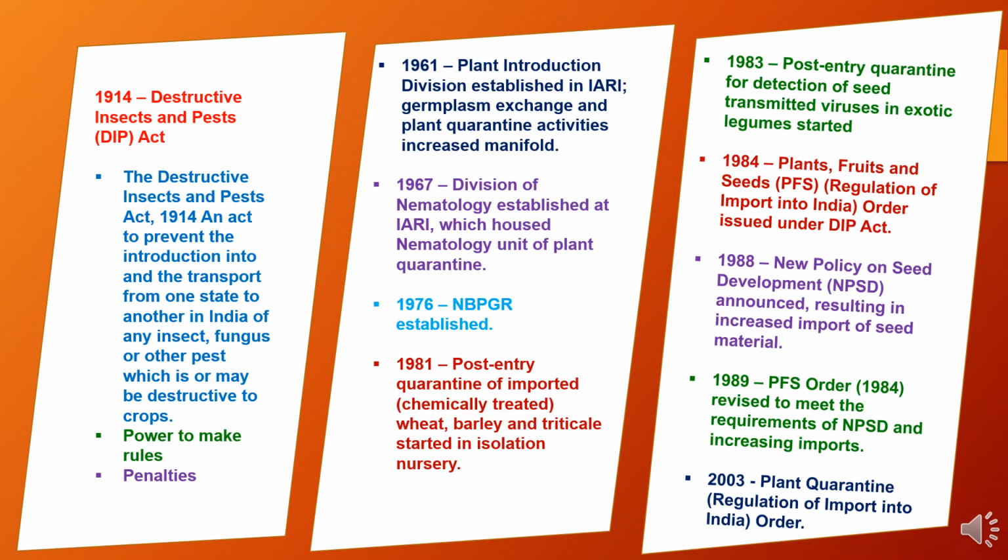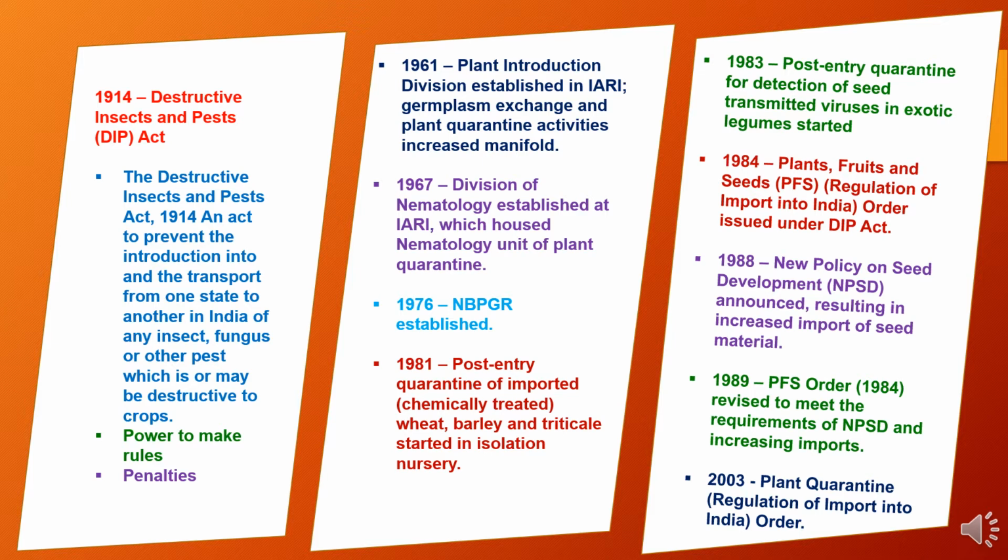As a plant quarantine measure, in 1914, the Destructive Insects and Pests Act was regulated. The Destructive Insect and Pest Act was an act to prevent the introduction into, and the transport from one state to another in India of, any insect, fungus or other pests found to be destructive to the crops, and power was given to make the rules, and there were also provisions of penalties.